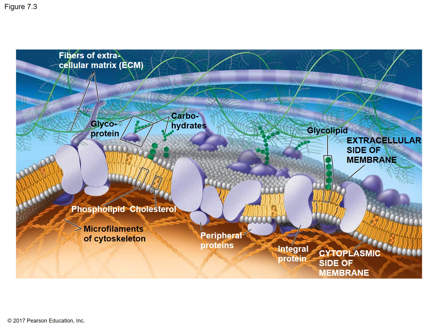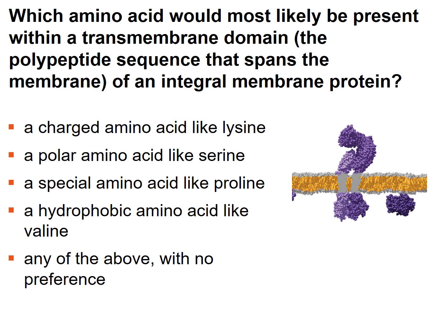Now I have another question for you on your Socrative app. Which amino acid would be most likely present within a transmembrane protein? This is going to be the transmembrane domain, the section that spans across that integral membrane protein, that polypeptide sequence itself embedded within the hydrophobic region. So what kind of amino acid do you think would be found in this center part of the protein?